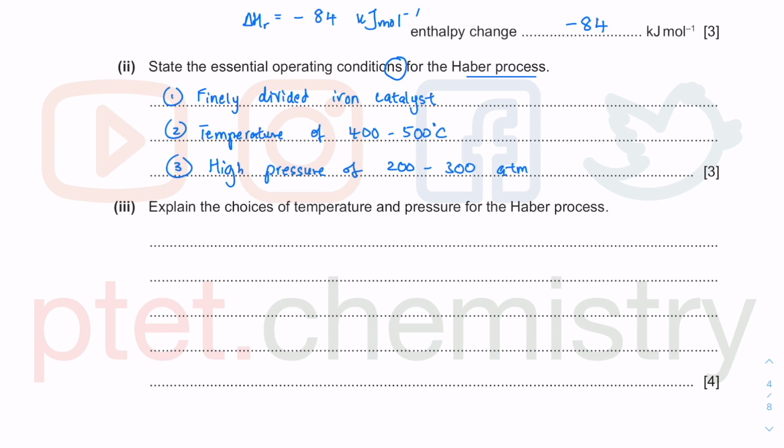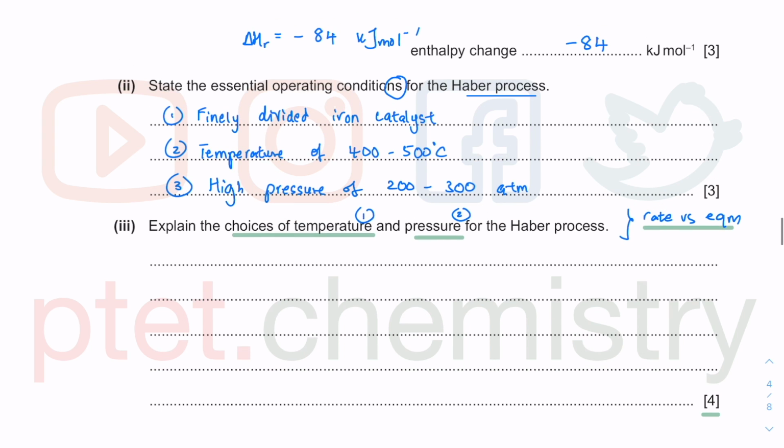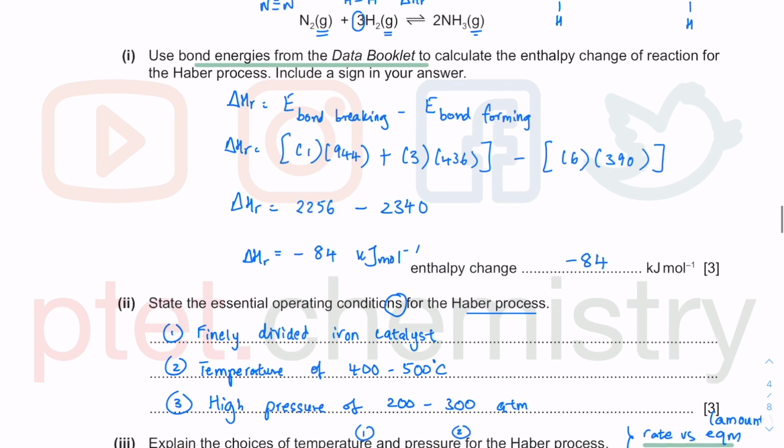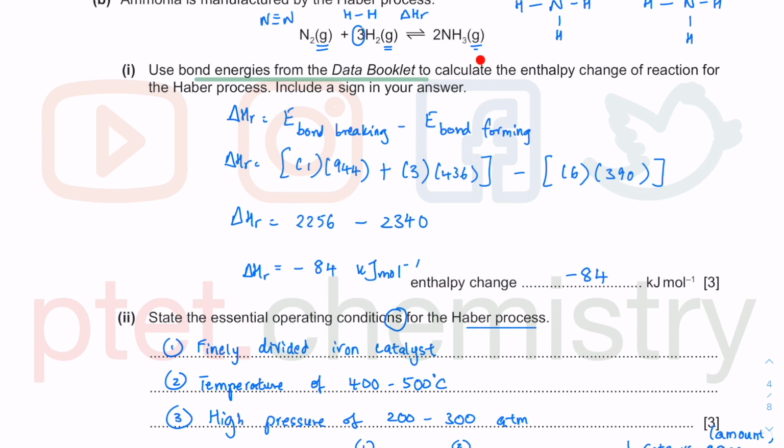As for the next question, there are 4 marks altogether. This is about the choices of temperature and pressure. So first of all, you need to think about temperature and then pressure. The choices always come down to 2 things, rate versus equilibrium. This rate versus equilibrium is always a very popular question. Of course, the question doesn't say rate versus equilibrium, but what I mean is rate versus amount. Equilibrium refers to this equilibrium yield of the ammonia, which is your product. As a chemical engineer, your goal for your boss is to produce as much product at the lowest possible cost.